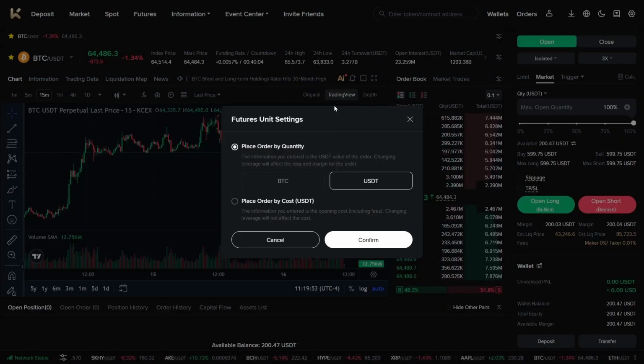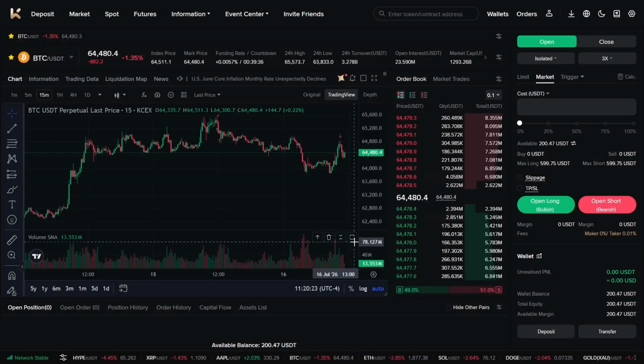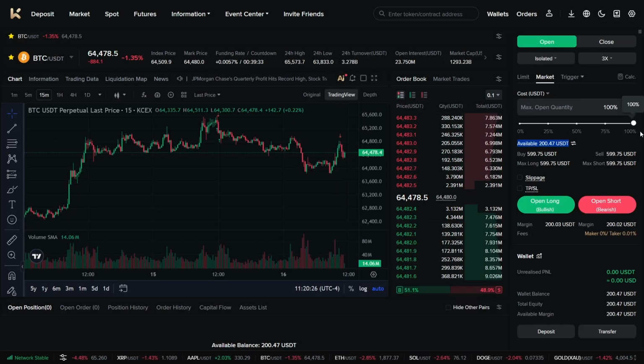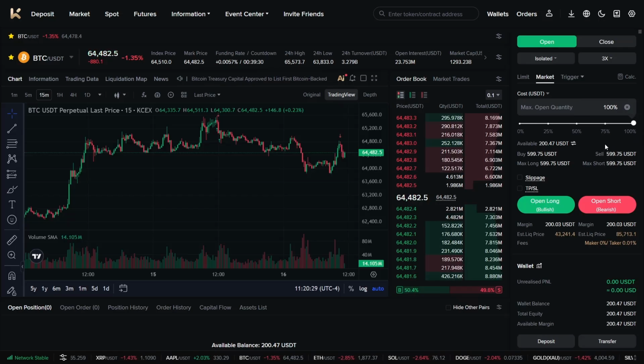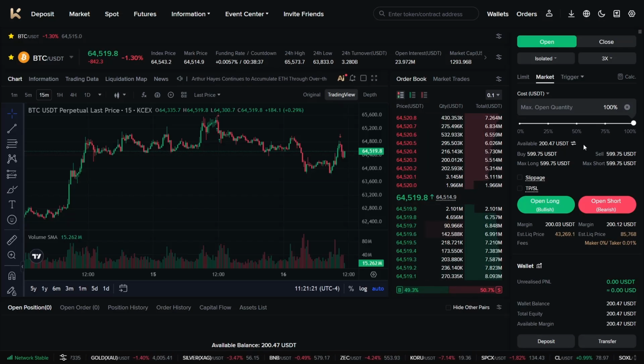Quantity can use BTC or USDT, while placing an order by cost focuses on the amount required to open the position, including applicable fees. For beginners, cost in USDT is easier because it keeps the amount tied to a clear dollar value. This is what we will use today, so we can just confirm this. And we're just going to move this again to the far right and use our full balance. We can see with our 3x long, we'll be exposed to about 600 USDT worth of Bitcoin.